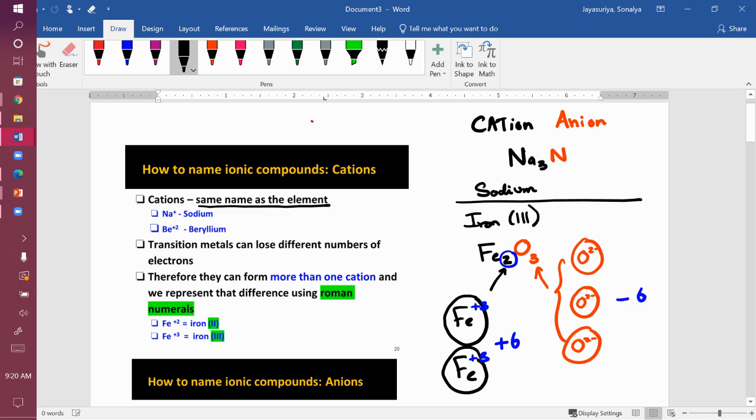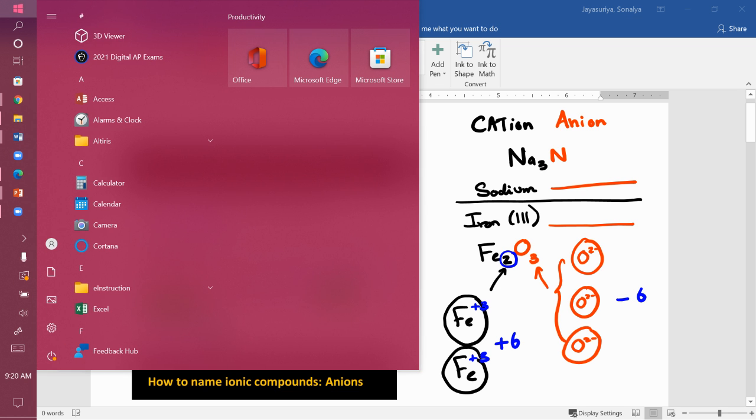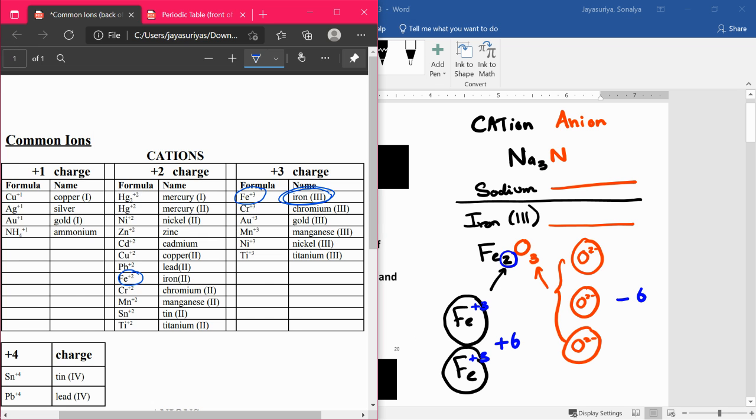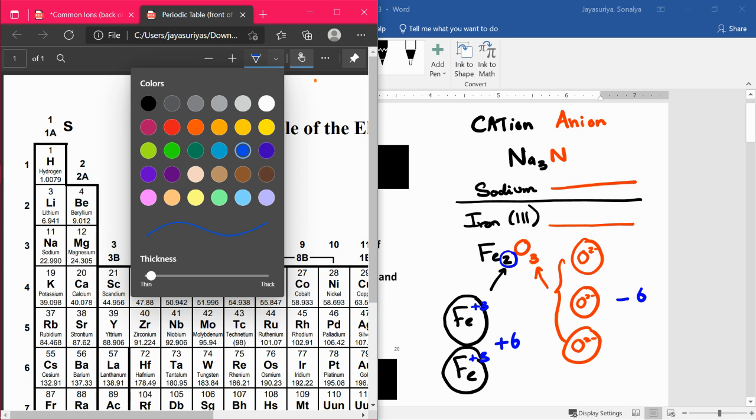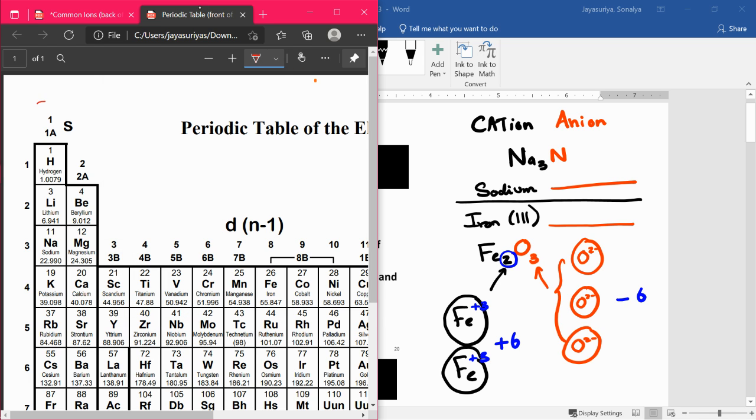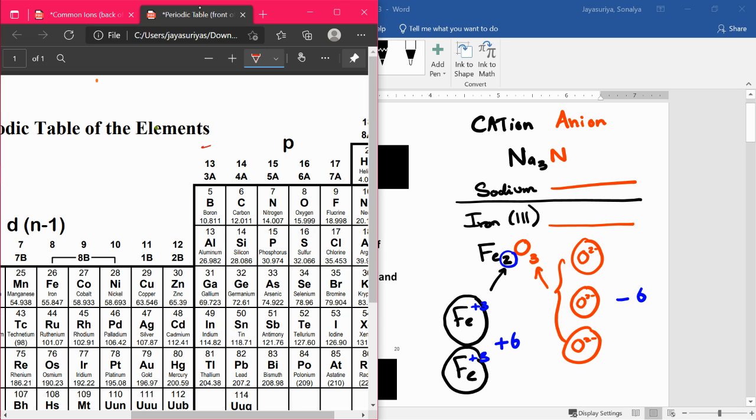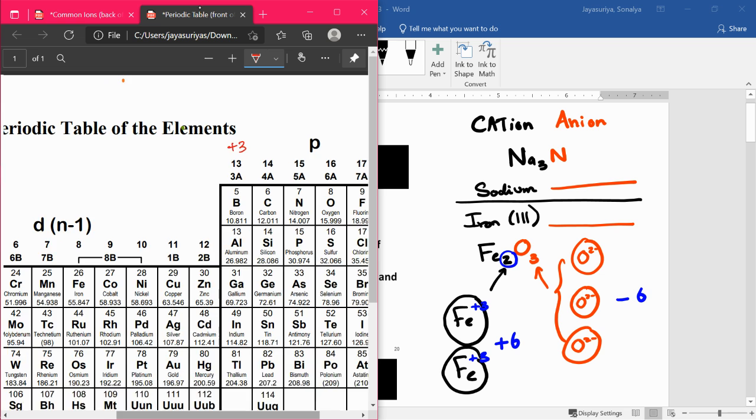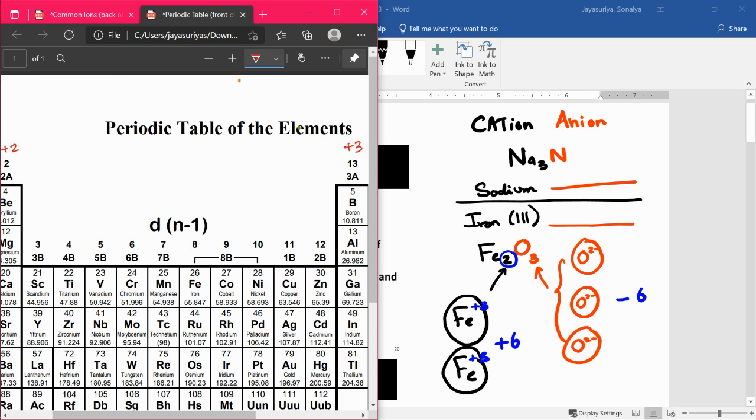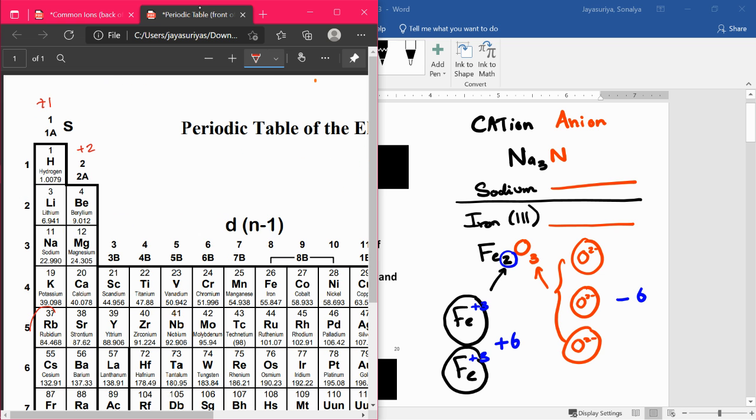This is iron 3. I will teach you how to name the anion part of the compound in just a second. Okay, so the cation for a regular atom that is found in the front of the periodic table, meaning anything in group 1, which is plus 1, group 2 is plus 2, group 13 is plus 3. Anything from here, you can just write the name of the element, like magnesium or calcium or strontium or rubidium or potassium. You just write it like that.